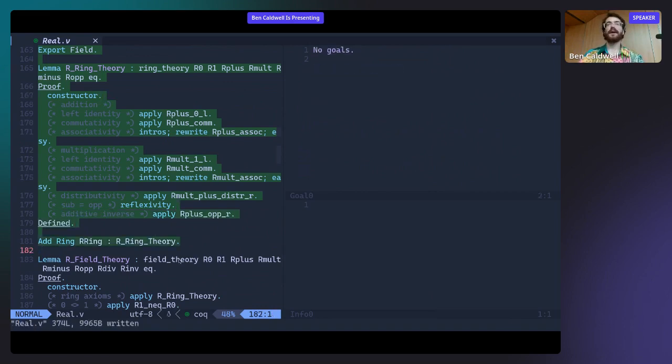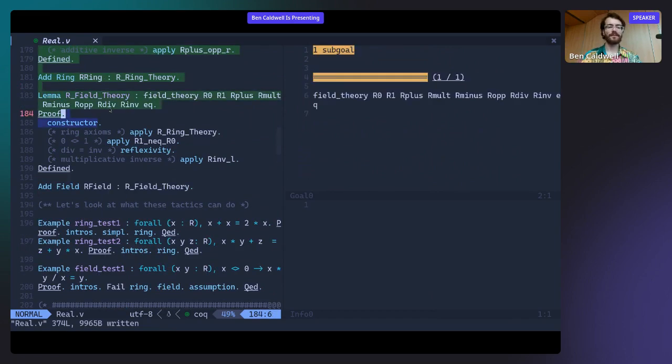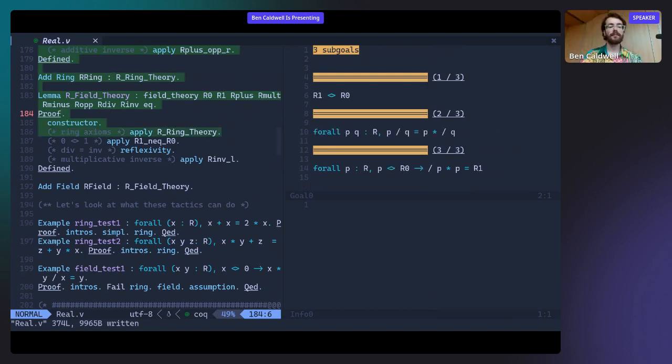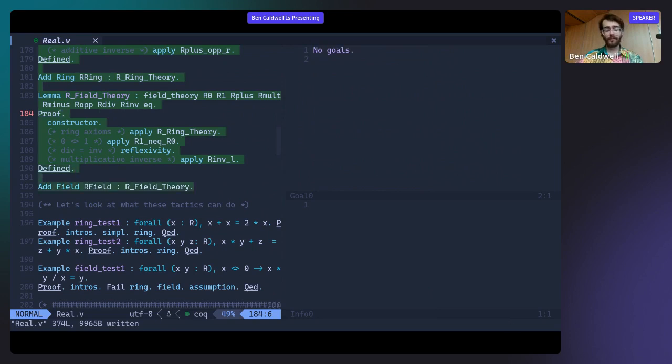We add the ring to our tactics collection. And what this lets us do is extend it to a field theory. Field theory will require a ring theory beneath it, but we also have to have that 0 is not equal to 1. Similar to how op and sub and plus have to be related, you have to have the same thing for div and inverse. And then you have to actually have a left multiplicative inverse. And so we've defined that, we throw it into our tactics collection, and then we can actually use these, right?